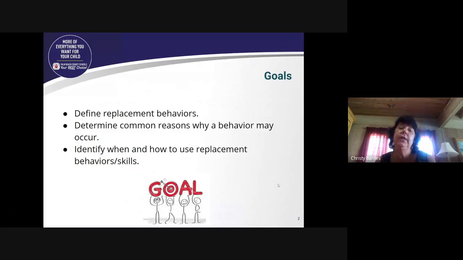So our goals for today are that we're going to be able to define replacement behaviors, determine common reasons why a behavior may occur, and to identify when and how to use those replacement behaviors or skills.